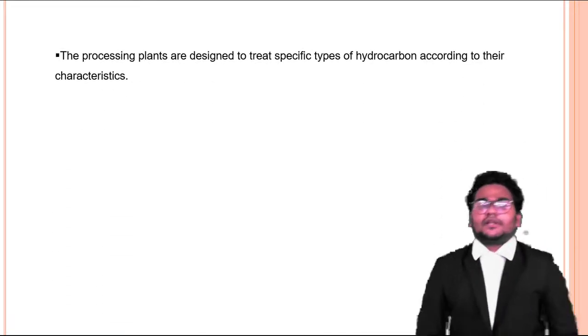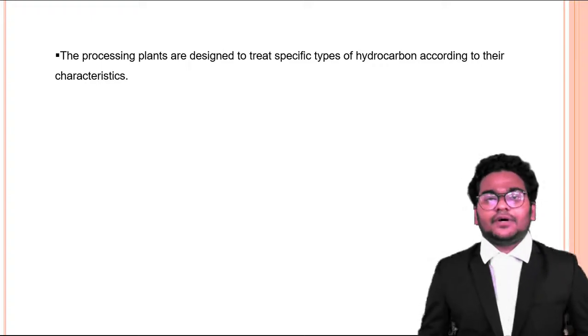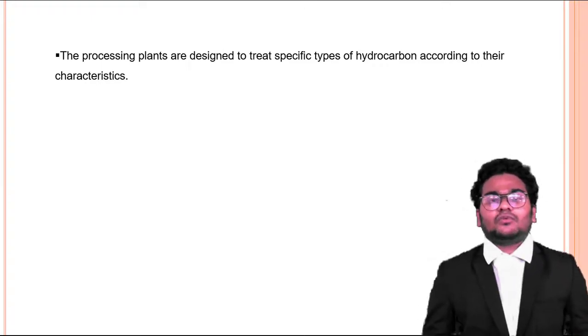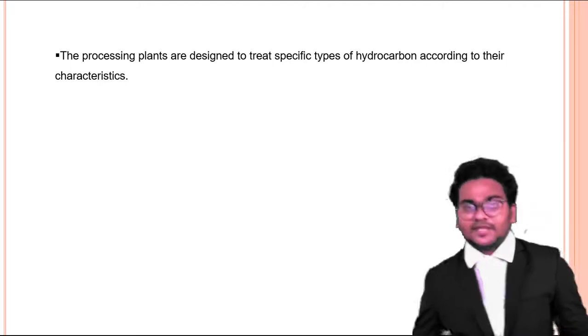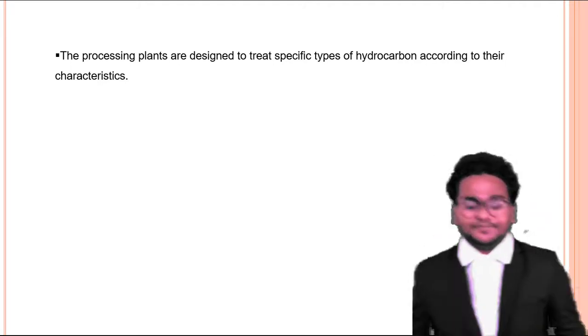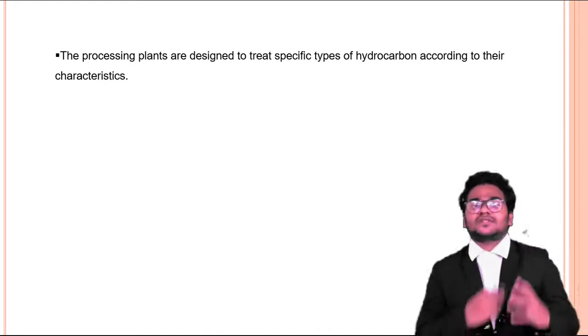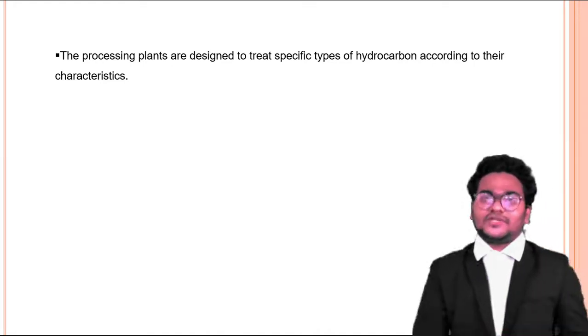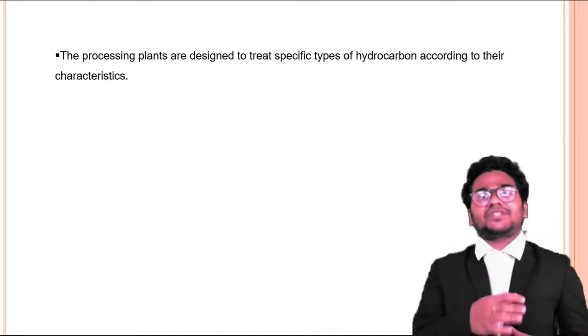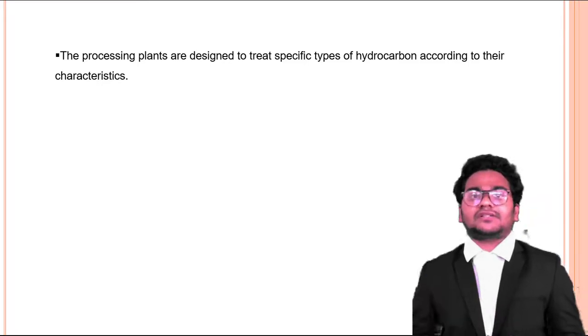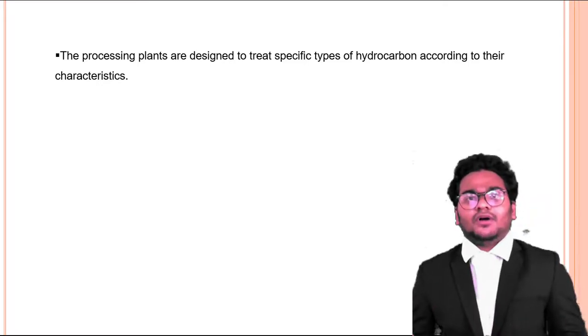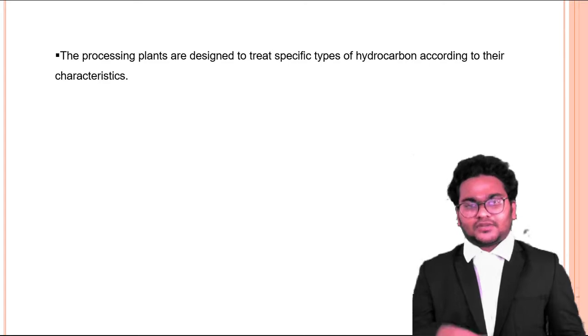So why is there a need for process plants? We need process plants for the processing of the hydrocarbons which are coming from the reservoir, because the hydrocarbon consists of different types of unwanted materials like sulfur, CO2, and nitrous oxide.